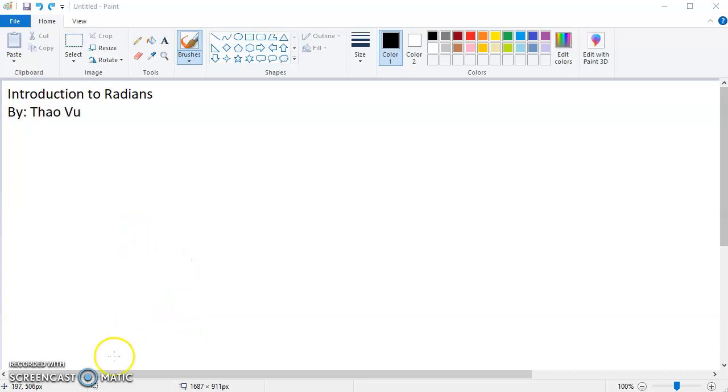Hi, my name is Thao, and this is my introduction to radians. First, we will be learning what a radian is and how radians and degrees relate to one another.